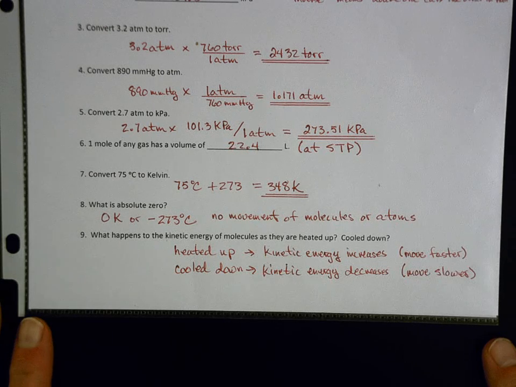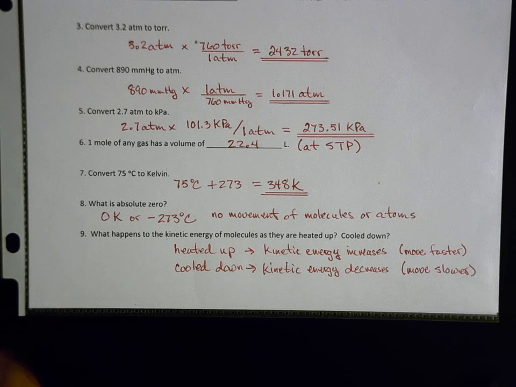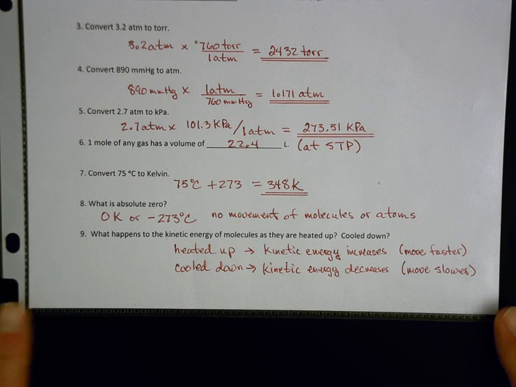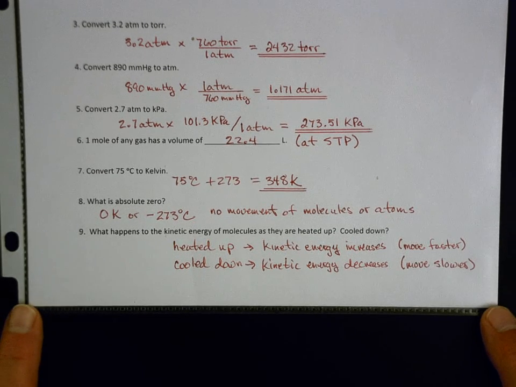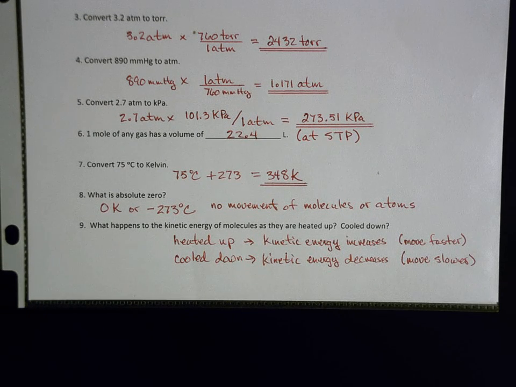Okay, 6. 1 mole of any gas has a volume of 22.4 liters. You might remember that from our mole unit. However, that is only true at STP, standard temperature and pressure. Okay, if it is not STP, it does not have to be 22.4. Though we ignored it in our stoichiometry unit all the time, it would say on the problems at STP.